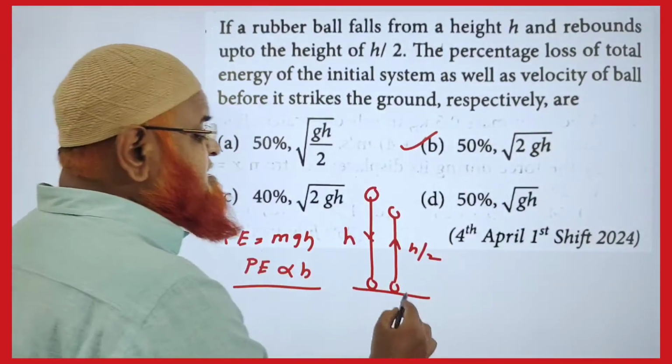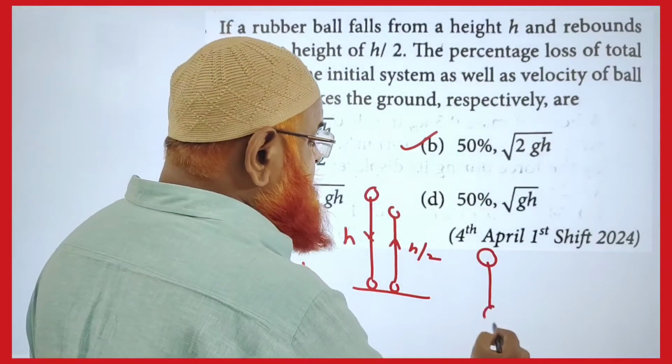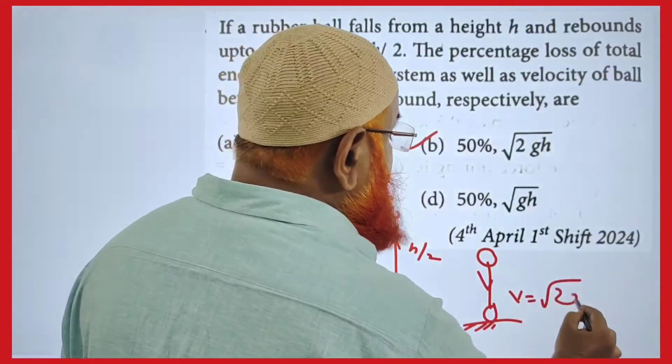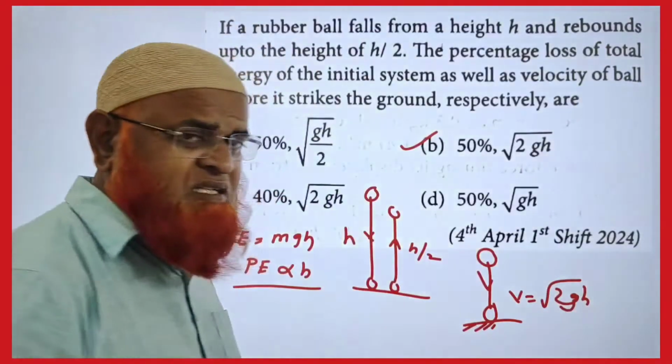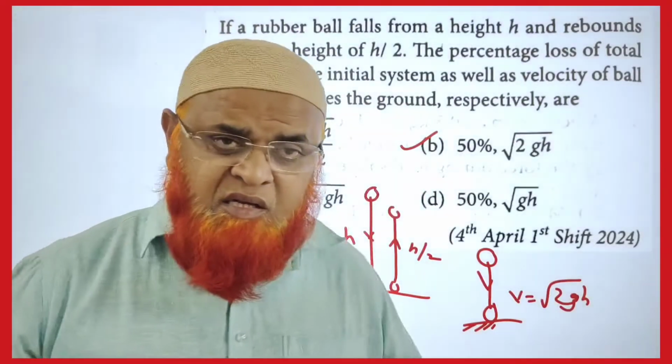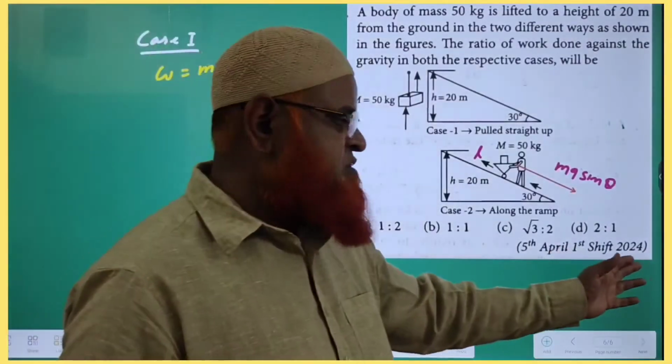And before striking the ground, when a ball falls and touches the ground, you all know the formula is root of 2gh, according to equations of motion in kinematics. So this is option B, the correct answer. That's it. My dear students, this is the latest previous year question asked.